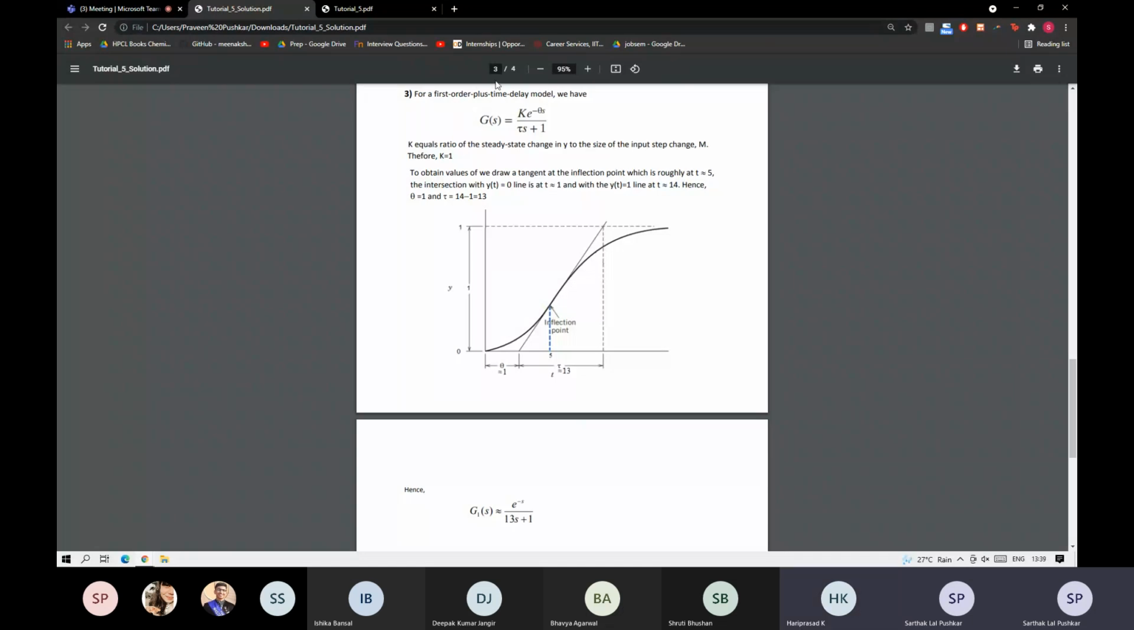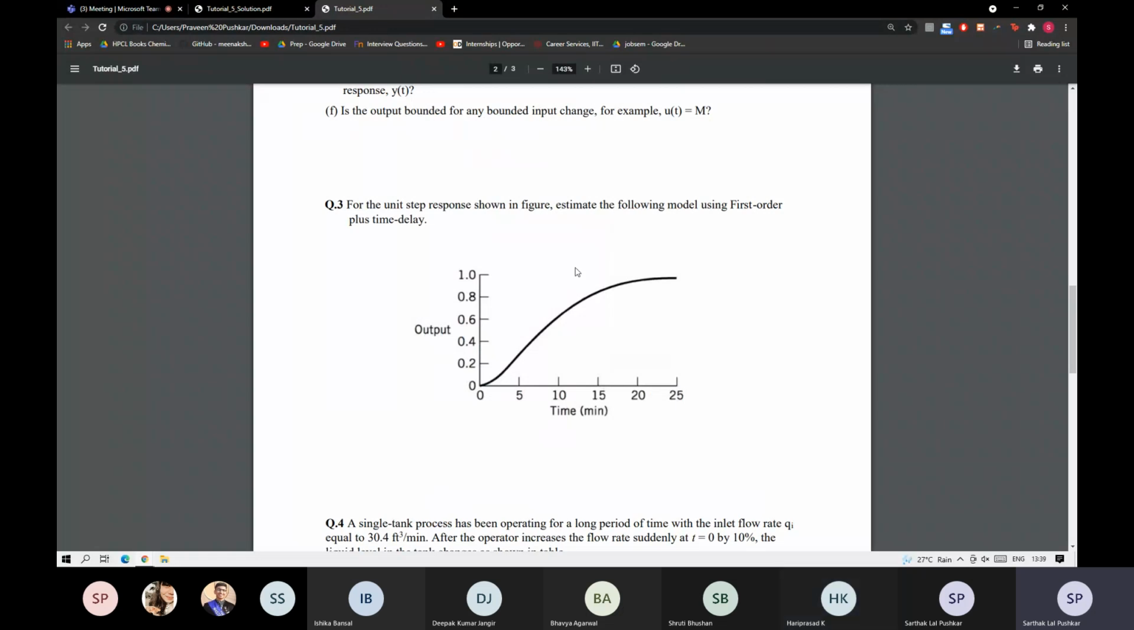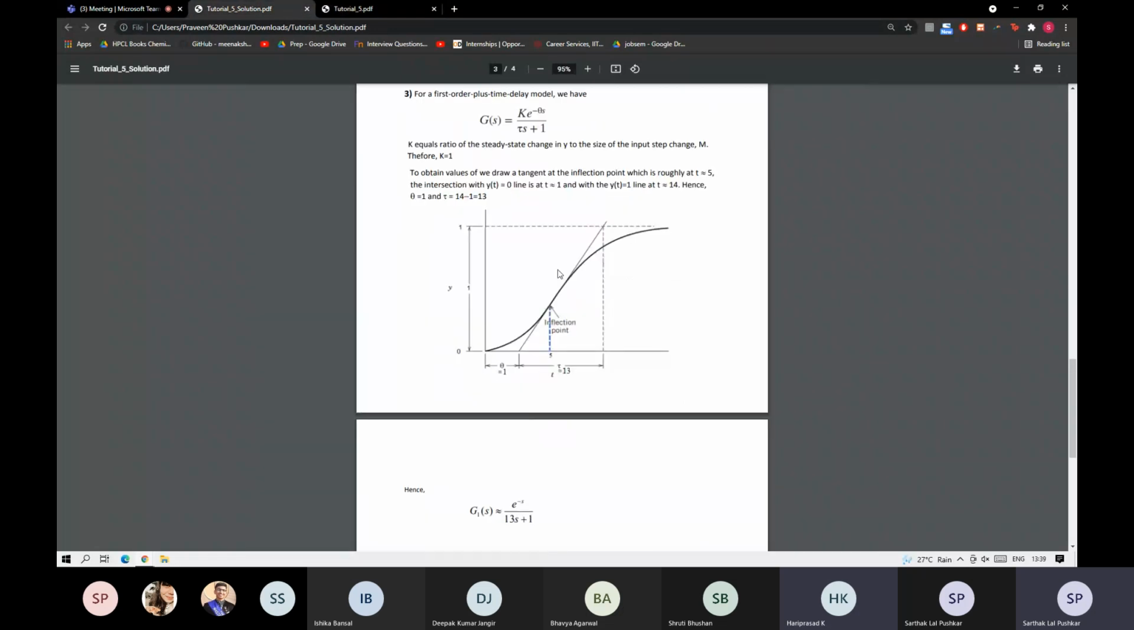Okay, so this is something I think we have not fully covered in the class. This is generally called first order plus time delay. So you know the model, right? So how do you get the time delay and the time constant from the model? The simplest way is, once you have the data, you plot it. So you have the plot, which is this S shape.